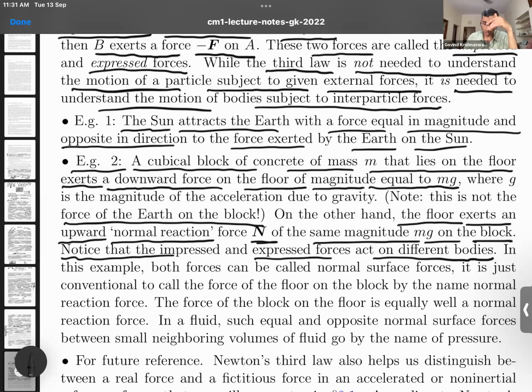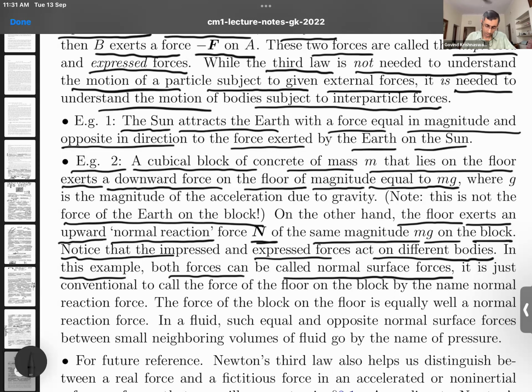The force on the ground, and then you had the reaction force of the ground on the concrete block. So the impressed and expressed forces act on different bodies. In this example, both forces can be called normal surface forces. Okay. There is no reason to call only the force of the block on my hand the impressed force and the other one the expressed force. You can reverse the roles. There is no fundamental sense in which one comes before the other.